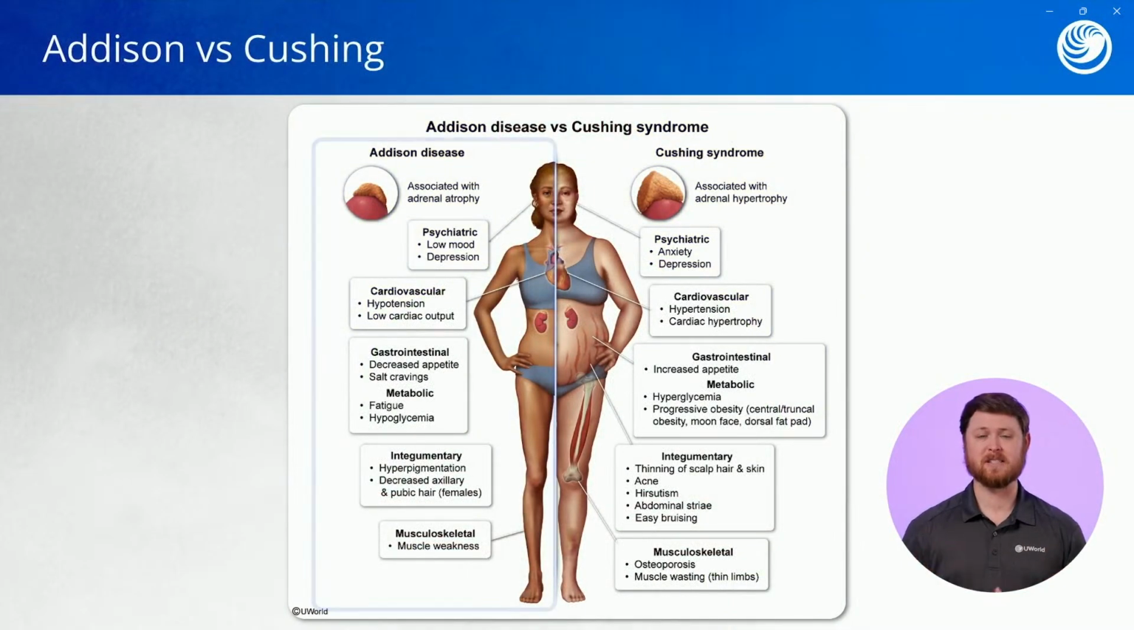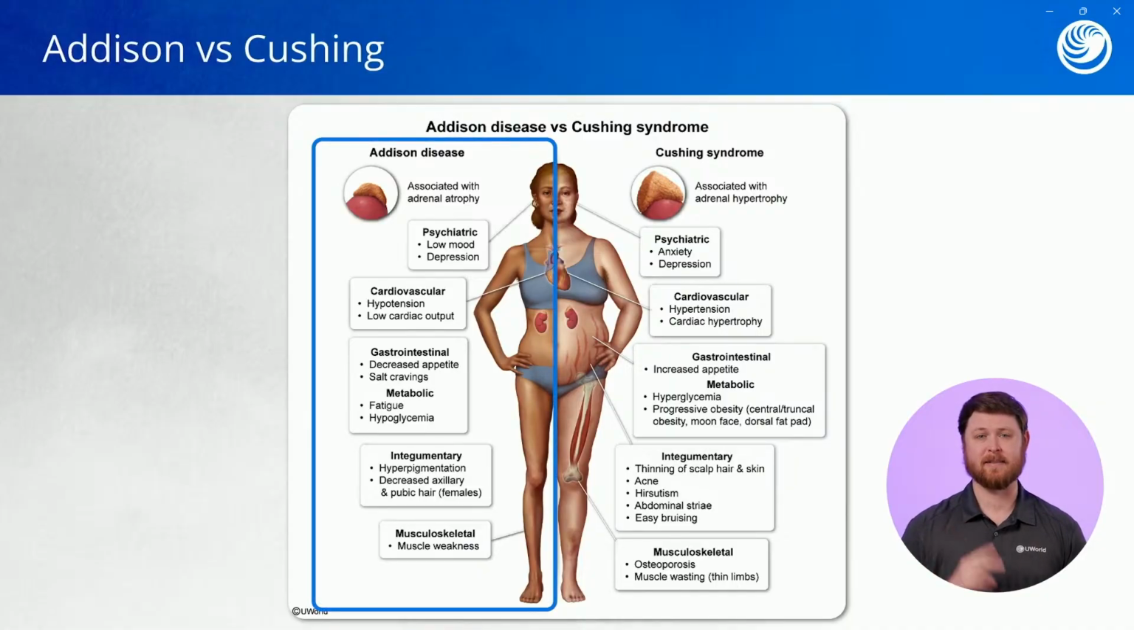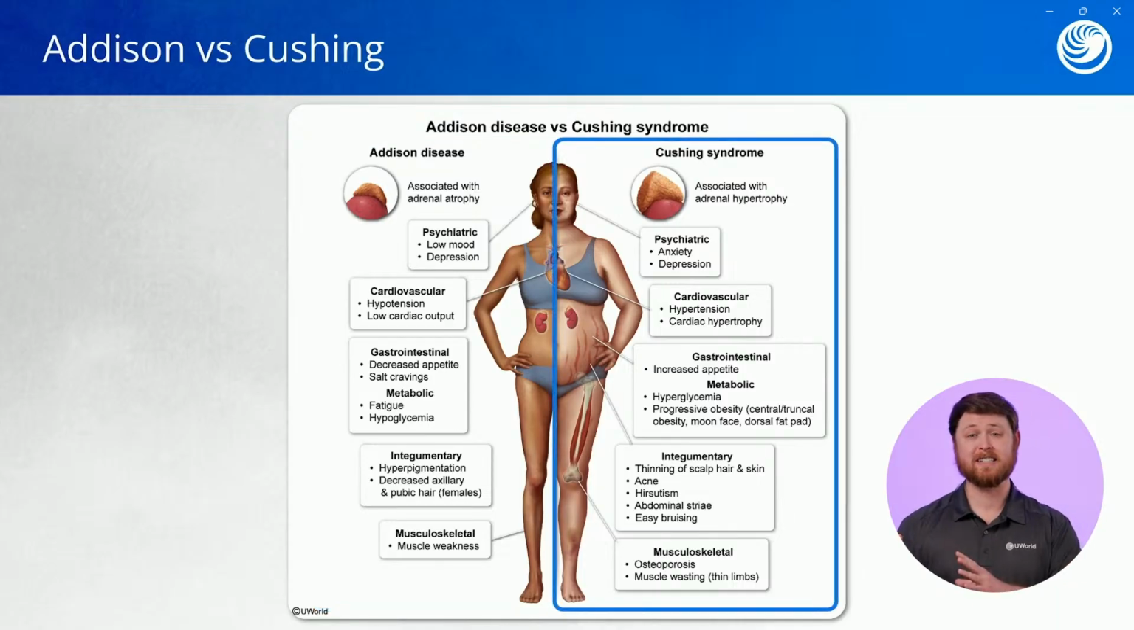Before we wrap up our presentation on Addison disease, let's draw a quick comparison between Addison disease and Cushing syndrome. We want to think of these disease processes as two sides of the same coin. Where Addison disease is a lack or insufficiency of circulating corticosteroids, Cushing disease is an abundance or excess of these corticosteroids over an extended period of time.